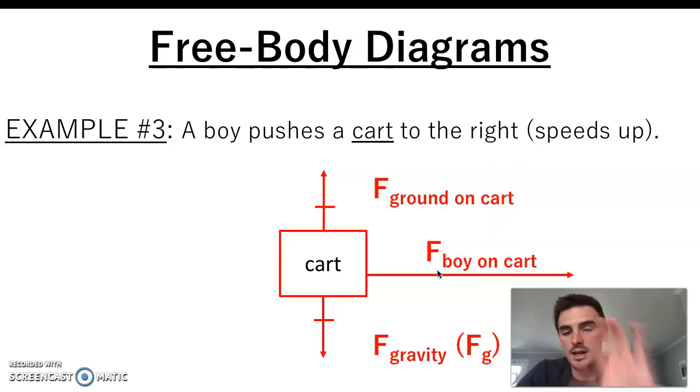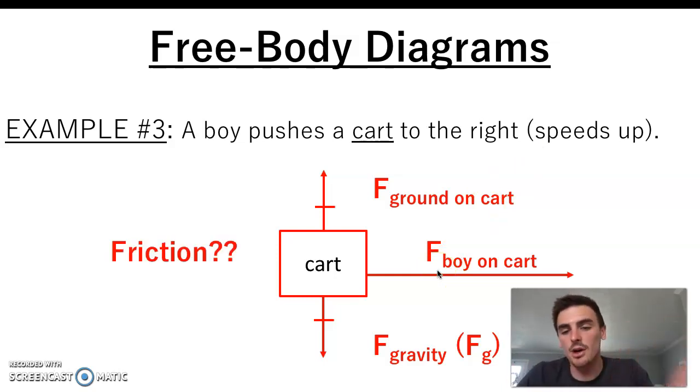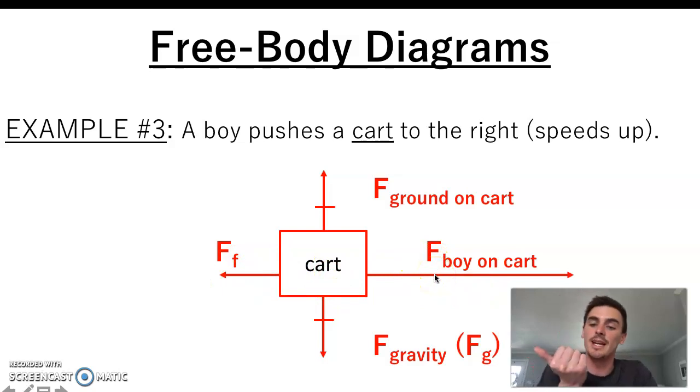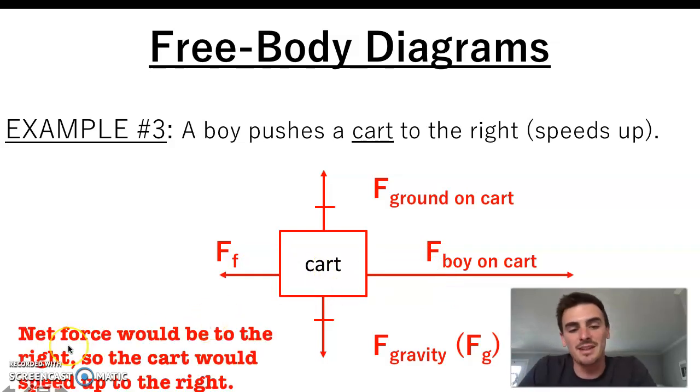And we have to remember, a lot of kids would stop here, but if the cart's moving to the right, we know friction is always opposing that motion. So it's in the opposite direction, and you can see how little I make this arrow here, and that makes a lot of sense. F of F stands for the force of friction, and if we compare the right and the left arrows, we can see the arrow to the right is way, way bigger, which means the net force is going to be to the right, and if there's a net force to the right, the object will accelerate to the right, which is exactly what we set up here.